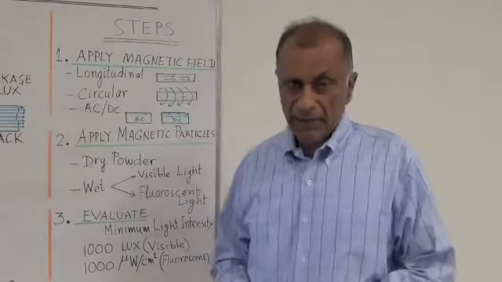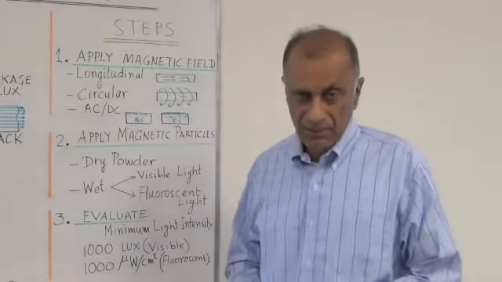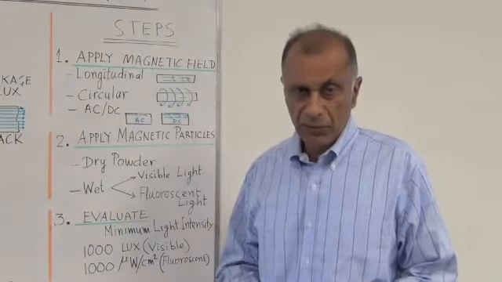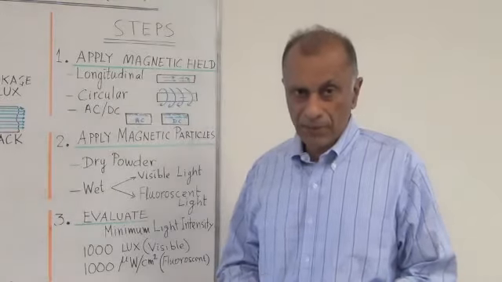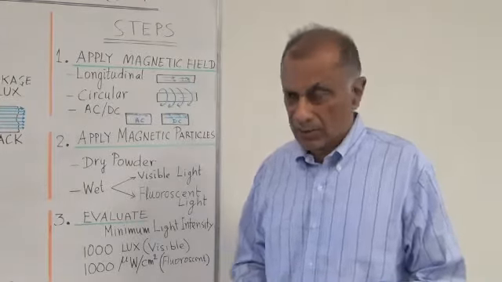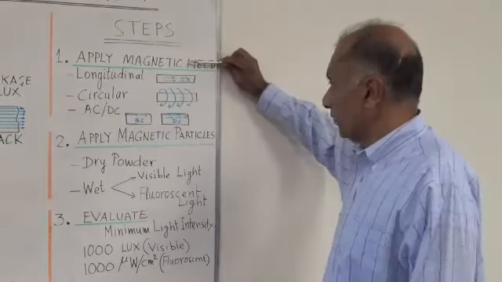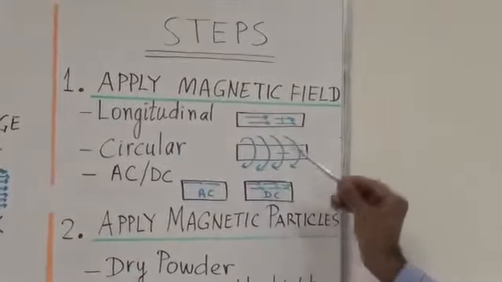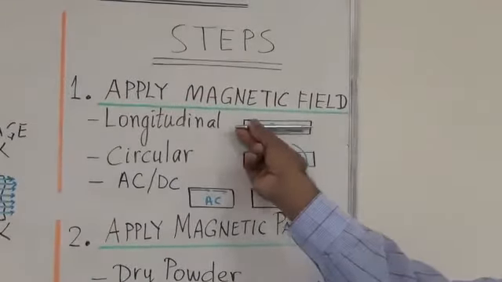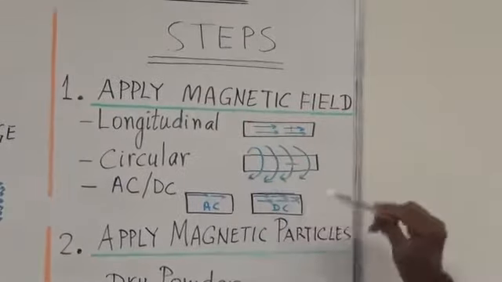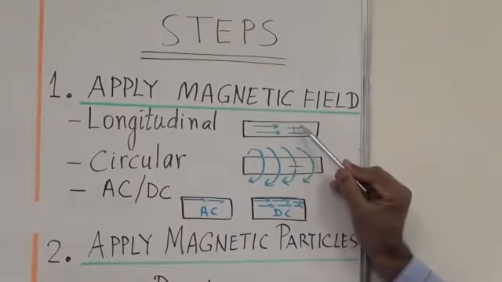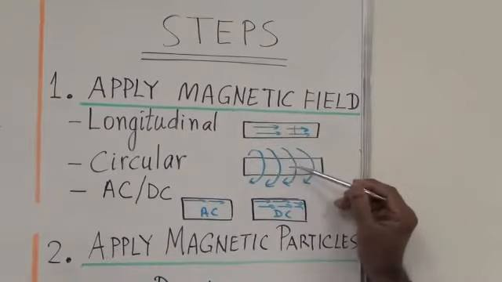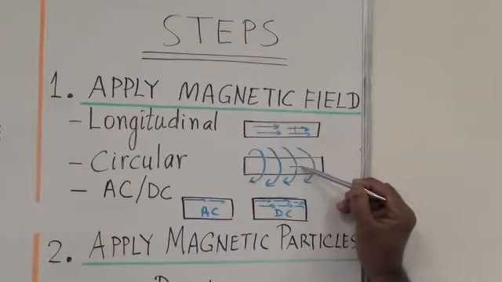In order to perform MT testing, we have to follow some basic steps. Number 1 is to produce magnetism inside the material, to produce a magnetic field. Number 2 is sprinkle the particles, and number 3 is the evaluation. So the steps are shown here. Applying the magnetic field, we could have either a longitudinal field or a circular field. Longitudinal field goes along the axis of the part, and the circular field goes around the part. The axial field is sensitive to the transverse cracks shown right here, and the circular field is sensitive to the axial cracks, which is shown right here.